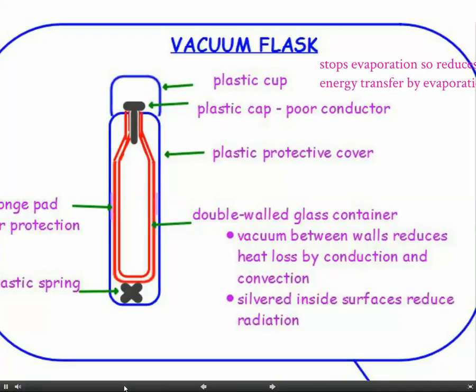So how are vacuum flasks designed to reduce the transfer of energy to the surroundings? Well, we put our drinks into the double-walled glass container in the middle. It's double-walled, and between the walls there's a vacuum. There's no air. And the reason is because the vacuum reduces heat loss by conduction and convection. If there are no air particles, then there's no medium to allow conduction and convection. And also the inside surfaces are covered with a silvery coating because silvery surfaces reduce radiation.